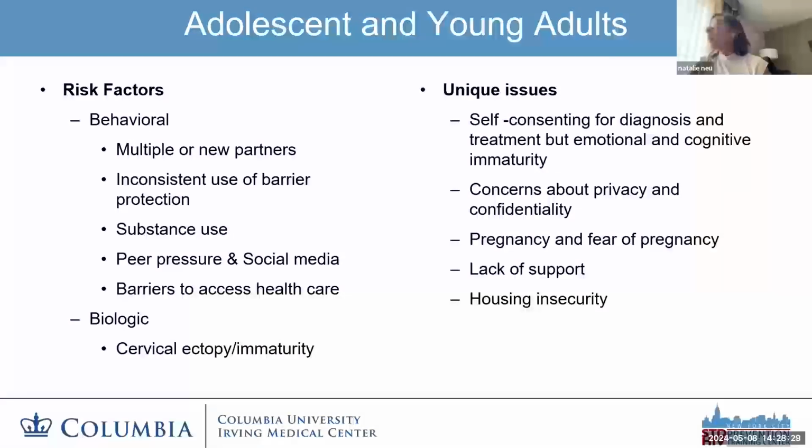So why are we, again, talking about adolescents and young adults? Well, we're talking about them because they have particular risk factors for sexual infections. So they have behavioral and biologic things happening that predispose them to STIs. Things like multiple partners, or practices such as substance use, use of social media, barriers to access care that might predispose them or put them in a situation where they might acquire an STI.